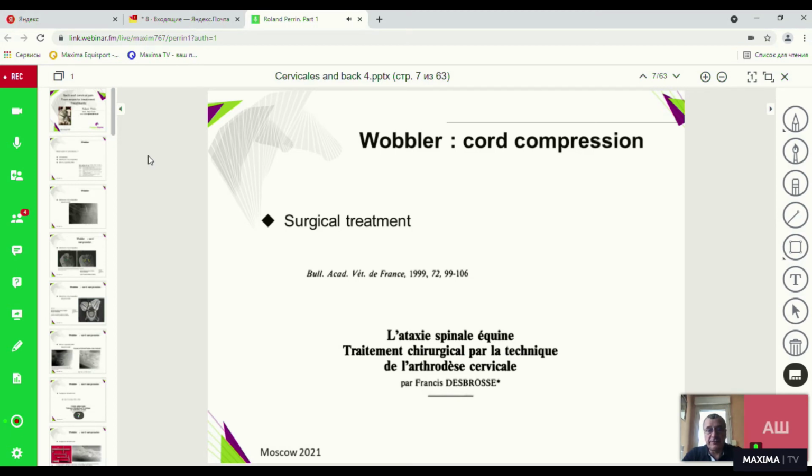My partner did this surgery at the beginning of the 90s. We did about 25 horses, I think. It was only for instability of the vertebra. The result was not so good. So I think we have to improve the technique.